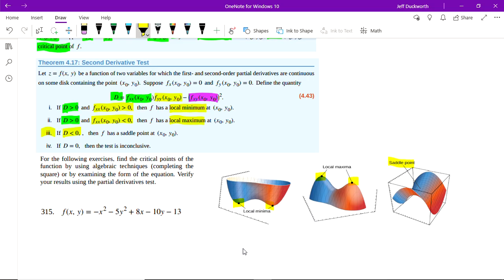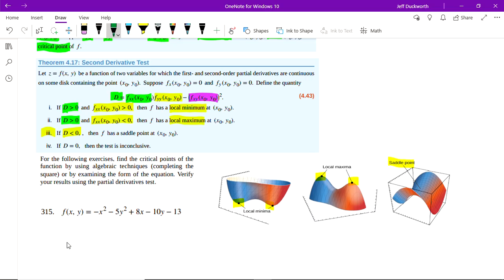All right, so our problem, we're looking for critical points of the function using algebraic techniques. We're going to complete the square and then verify using a partial derivative test. We're going to do the second derivative test above. But first, let's do the complete the square stuff.